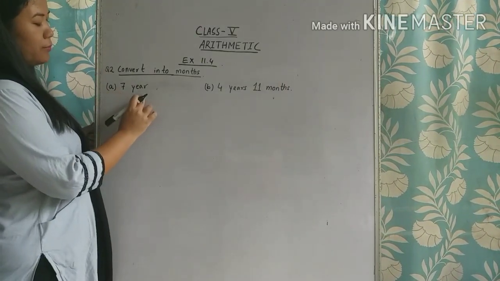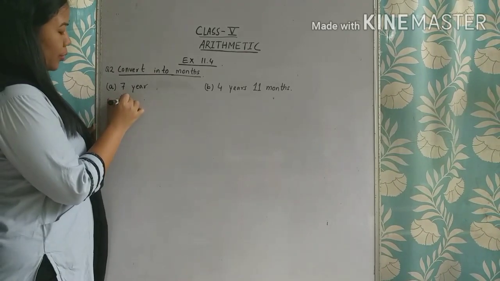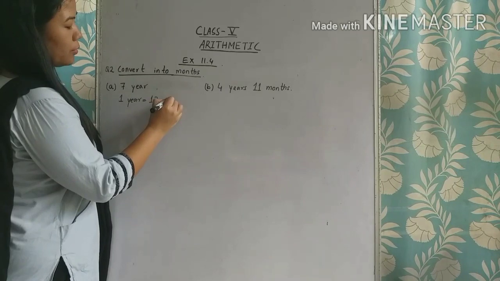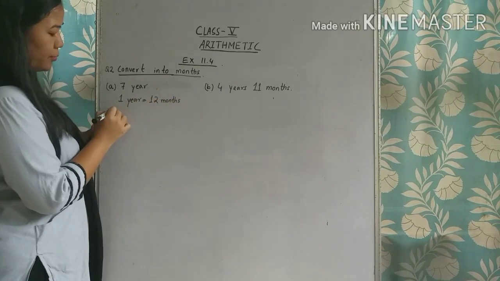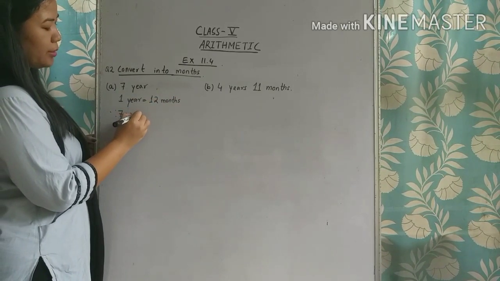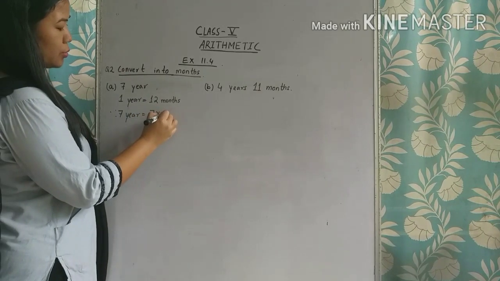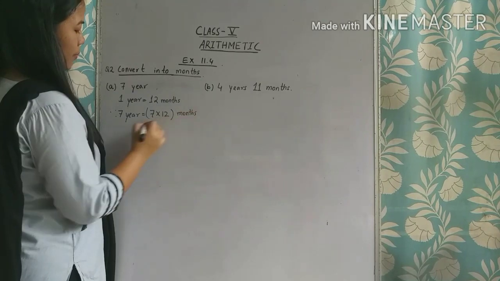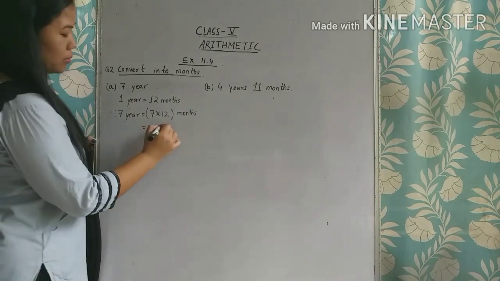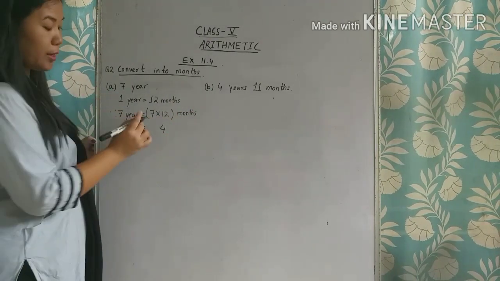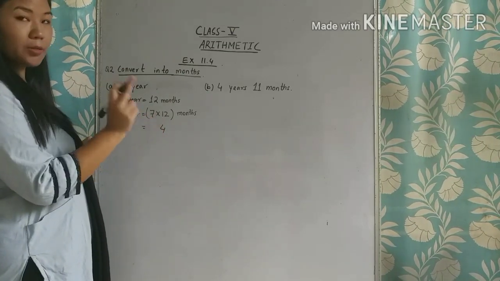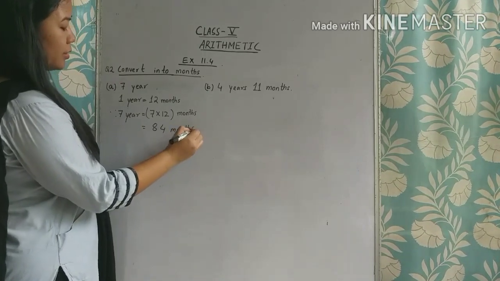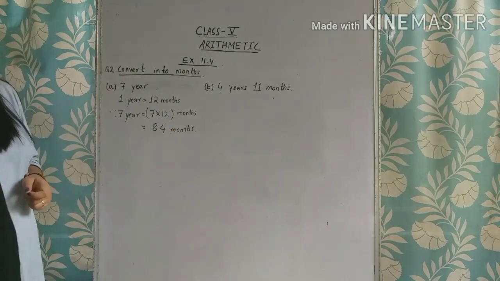Now let us solve question 2, convert into months. The first question is given 7 years. We know that 1 year is equal to 12 months. Therefore 7 years equal to 7 into 12 months. 7 2s are 14, 1 in hand, 7 1s are 7, 7 plus 1, 8, 84 months. So 7 years is equal to 84 months.